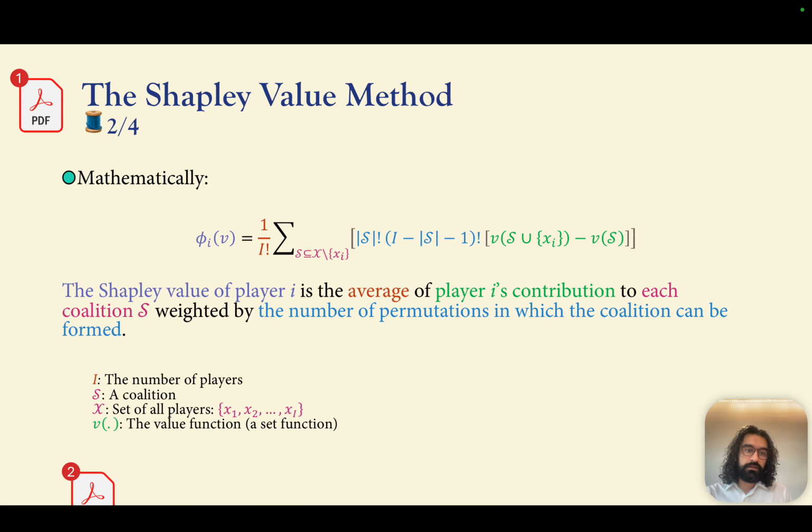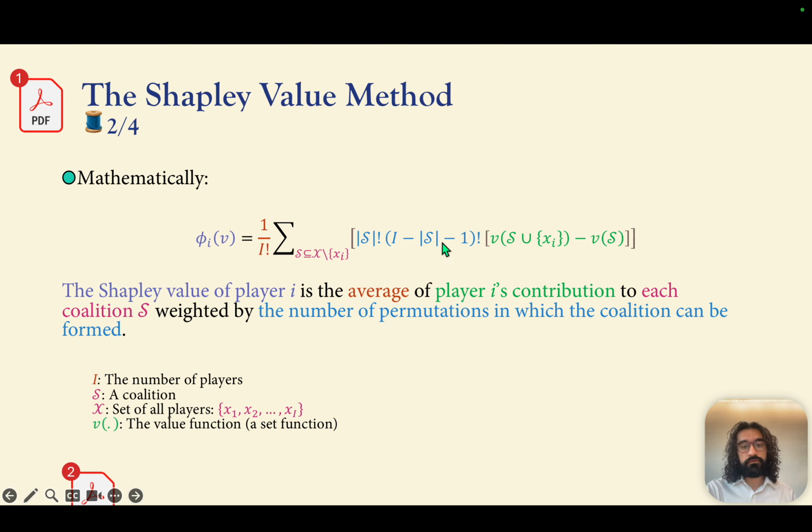Mathematically, this Shapley value, the purple one, is the average, 1 over I factorial, where I is the number of players, of player I's contribution, which we show like this. The contribution uses a set function called V, the value function. It tells us the output without adding player I to the coalition and after adding player I to the coalition, for each coalition S that doesn't include player I, weighted by the number of permutations in which the coalition can be formed.